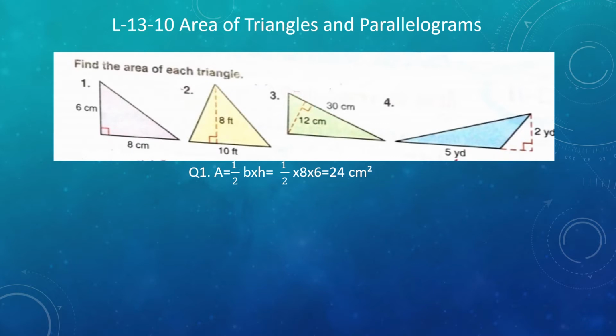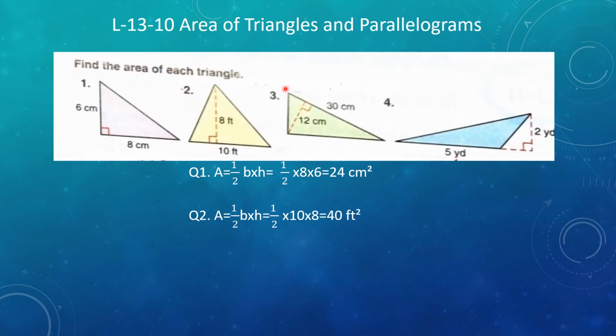And this question number second, you can see what is the base? This 10. What is the height? 8. Half base into height, 10 and 8. And you can just cancel 2 with the 10. 5 into 8 is 40 feet square. I think this lesson is very easy.